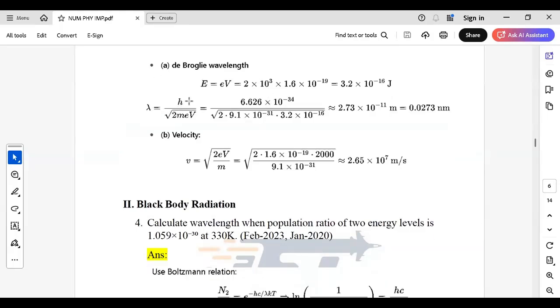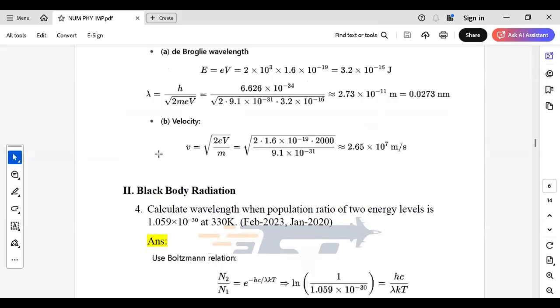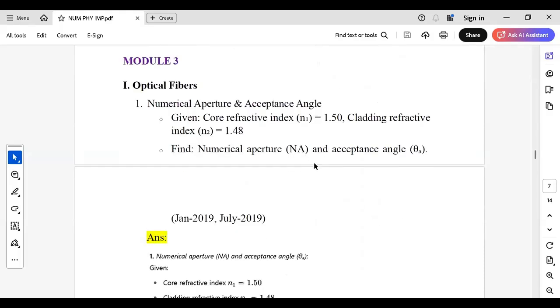Lambda, similarly, you know that it is h by root over 2m eV. Substituting all this, you will get 0.0273 nanometers. Velocity v is equal to root over 2eV by m. Substitute all the values, you will get 2.65 into 10 to the power 7 meters per second.